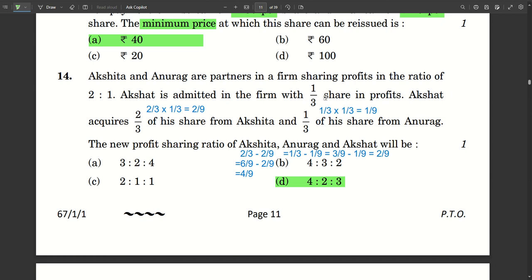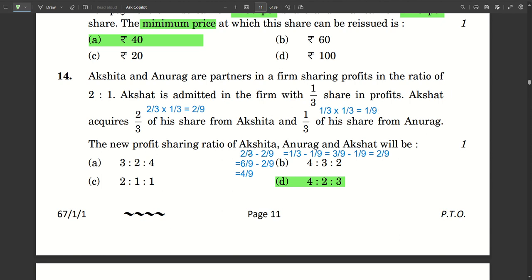Now, again, use your mathematical logic here. Do not subtract two-third from this one. If you subtract, you end up losing marks because you do an incorrect calculation. Two-third of his share, that means two-third of one-third. He is taking 2/9 from Akshita, and one-third of one-third, which is 1 by 9, he is taking from Anurag.